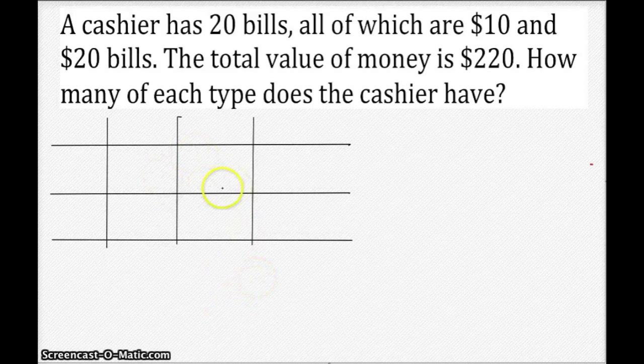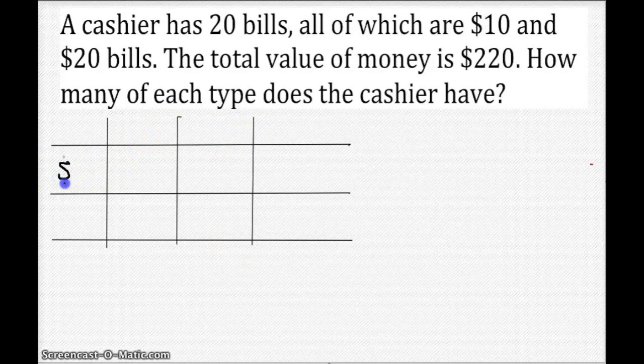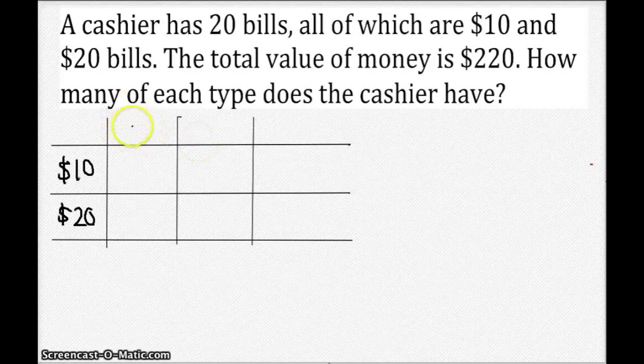So here's a table I made beforehand. This is going to be the $10 bill row, and this is going to be the $20 bill row. And these are the columns. And this is going to be this times this equals this. It's sort of like distance equals rate times time, but the mixture problems aren't always distance equals rate times time. So we're going to do it a little differently.